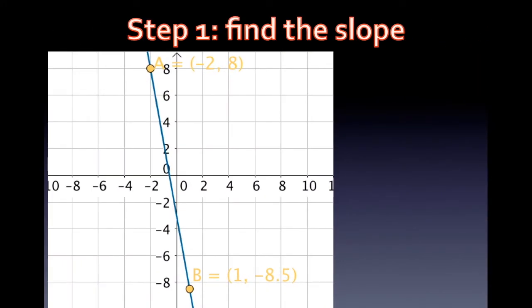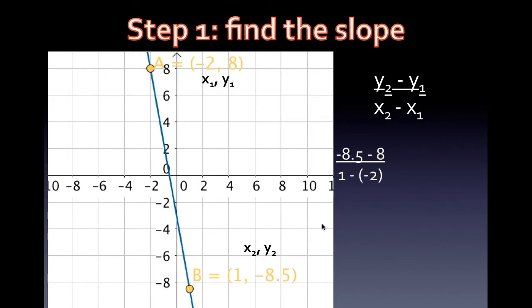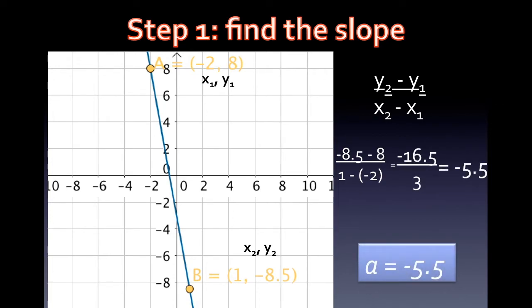Step 1, now that I have my 2 points, find the slope. So I do y2 minus y1, and I label them here for you. This one comes first from left to right, so this is x1, y1, and this one comes second, so it's x2, y2. And when I plug it in, I get -5.5, and that's my a.